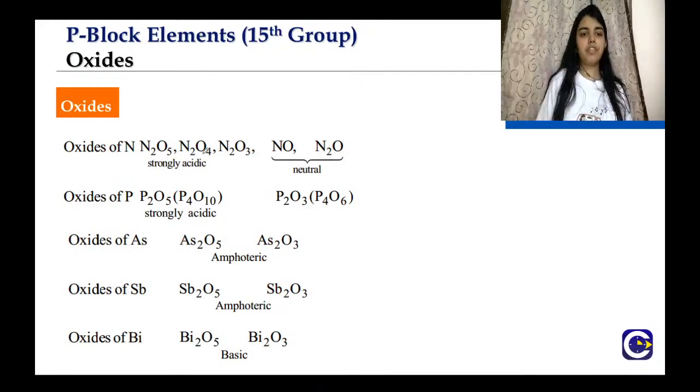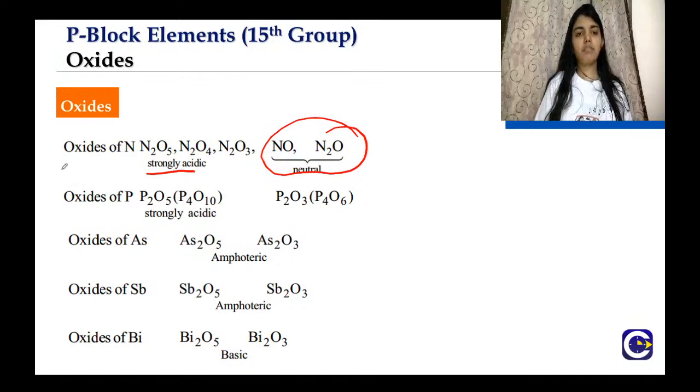Now oxides of nitrogen, N2O5, N2O4, N2O3, are strongly acidic, while NO and N2O are neutral. Now this was a common question in the JEE or NEET, I guess. It was asked in the exam which of the following oxides are neutral. So this you need to remember, that the neutral oxides of nitrogen are NO and N2O. Oxides of phosphorus are P2O5 or P2O3, right? Oxides of arsenic, we have already done, As2O5 or As2O3. Similarly for antimony and bismuth, this we have done, that the upper two are acidic, then amphoteric, and then basic.